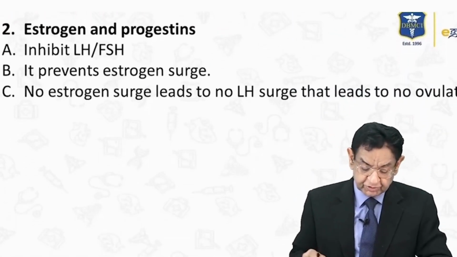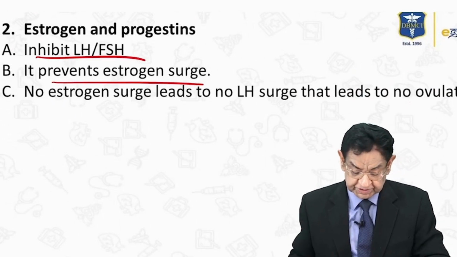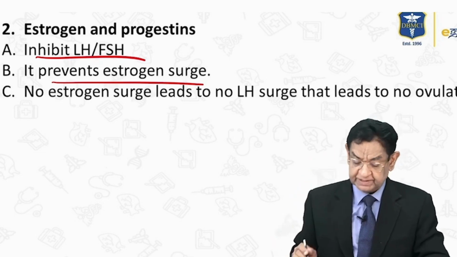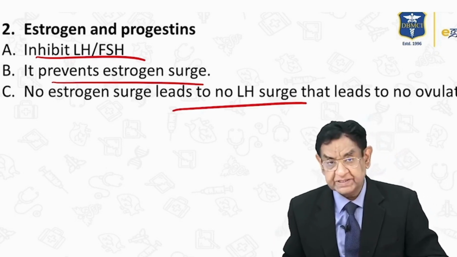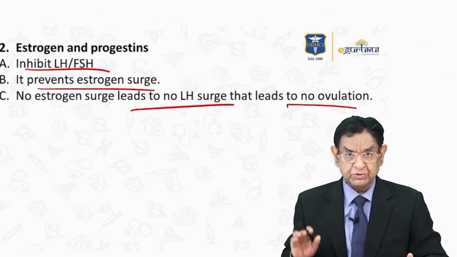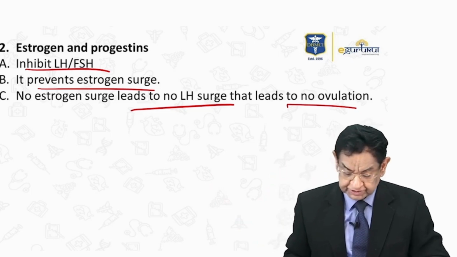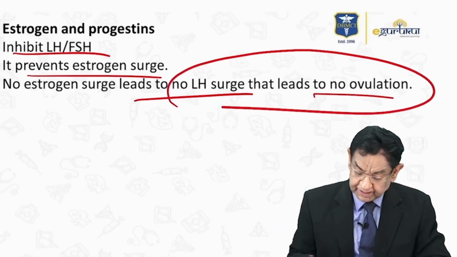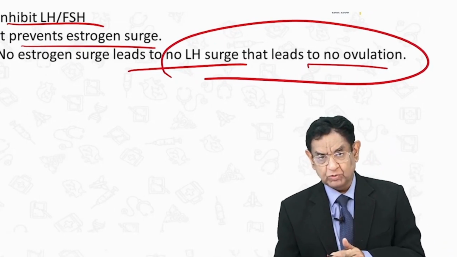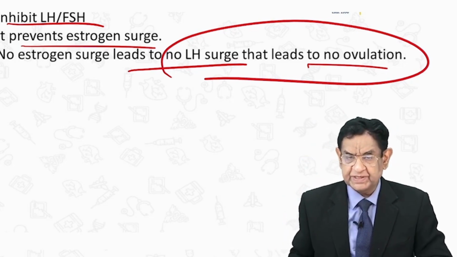Now, estrogen and progesterone combined inhibit LH and FSH, and they prevent the estrogen surge also. If there is no estrogen surge, it will lead to no LH surge. No LH surge will lead to no ovulation. This is a more commonly asked question. So what you should remember is that when we use OCP, they prevent the LH surge, and no LH surge will lead to no ovulation.